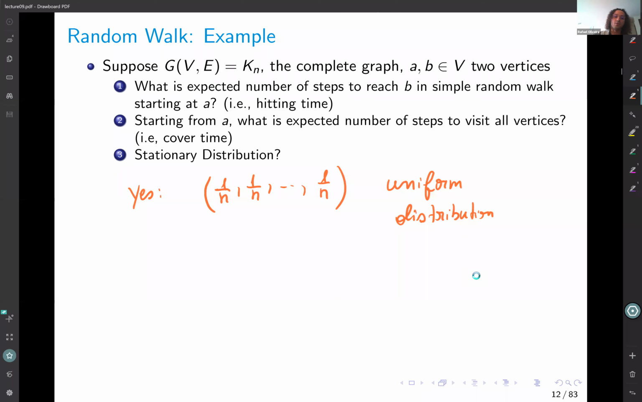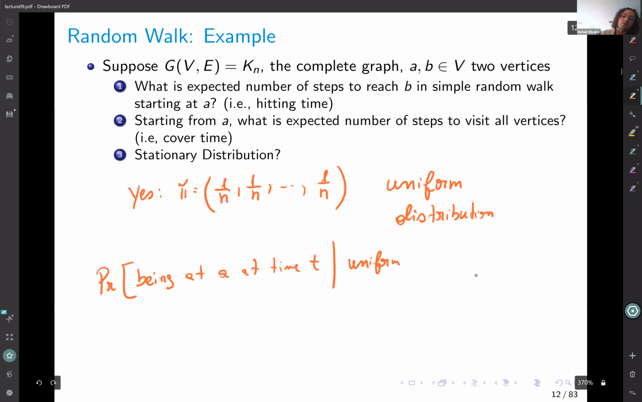Why is this stationary? Let's say this distribution is pi. If I'm uniformly distributed among all the vertices, once I take a step, what happens to my distribution? It becomes the same. And why is that? What is the probability of being at a vertex A at time t, given that I was uniform at time t minus 1? How do we compute it?